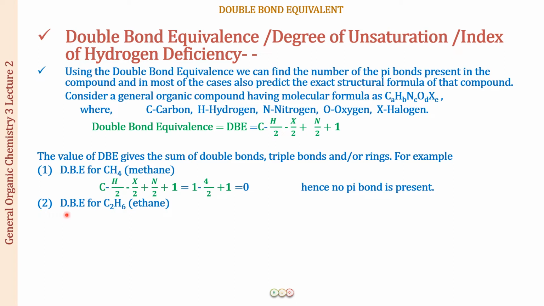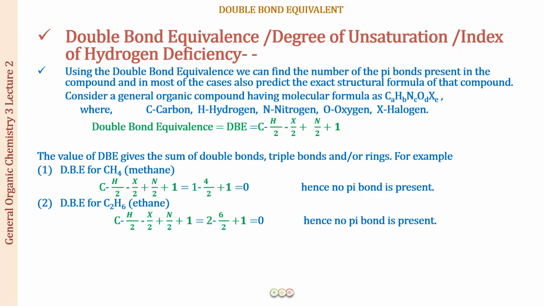The DBE for C2H6 is ethane. To find the value, ethane has 2 carbons, so 2 minus 6 hydrogens, 6 by 2, which is 3. So 2 minus 3 is minus 1, plus 1, which is again 0. Again there are no pi bonds and no rings in this structure, only single bonds. I hope this is clear to you. Methane and ethane are just carbon and single bonds to hydrogen.